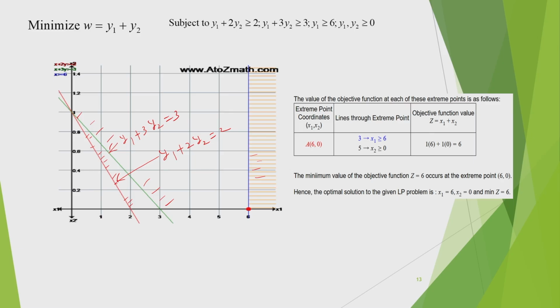So therefore obviously the feasible region will be towards this side only, but I have to minimize. So for the minimum, you have got only one corner point here. So the minimum extreme coordinate is basically 6, 0, and the minimum value of the objective function is z is equal to 6. It occurs at the extreme point 6, 0. So hence the optimal solution is x1 is equal to 6, x2 is equal to 0.